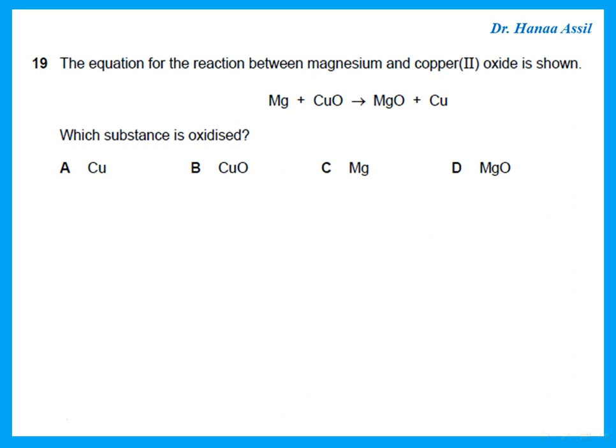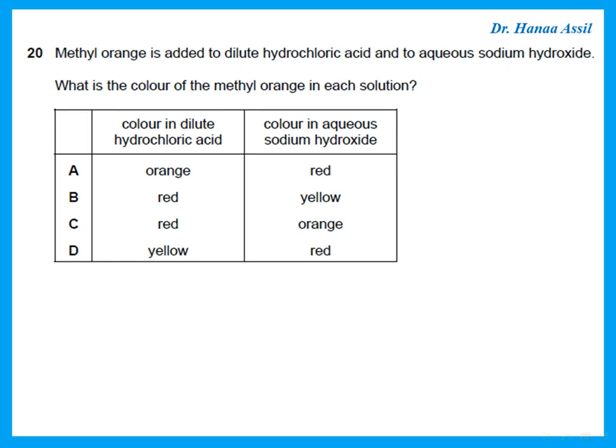The equation for the reaction between magnesium and copper 2 oxide is shown. Which substance is oxidized? Of course, oxidized is the one that gained oxygen. So it is the magnesium that gained oxygen. So that's the one that was oxidized.